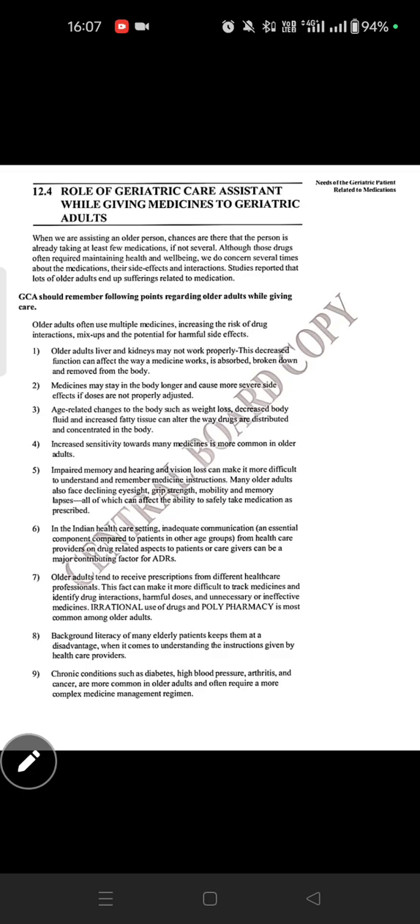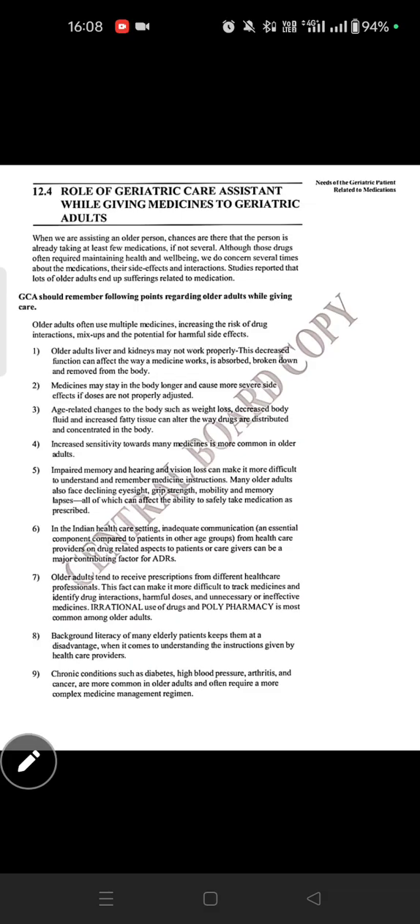Then we have the role of the geriatric care assistant in giving medicine to older adults. In older adults, the liver and kidney may not work well, so we should check their function, because medicine has to be processed by the whole body. The medicine stays in the body longer and severe side effects can occur. So the dosage will be adjusted for the older person. Age-related changes like weight loss, fluid intake and fatty tissue changes mean we give particular adjustments to the medicines.